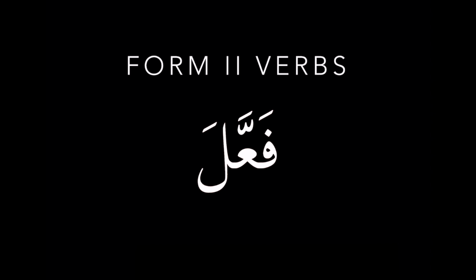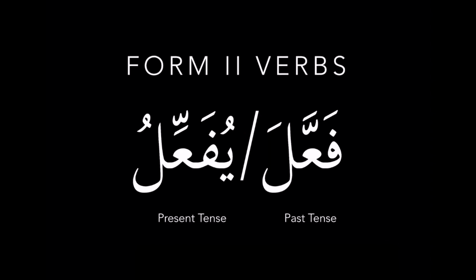They follow a very predictable and recognizable pattern where the middle radical is simply doubled. Fa'ala. Notice the difference. Form 1 is fa'ala, Form 2 is fa'ala, with a shadda over the middle radical. It's always a good habit to memorize the past and present tenses side by side. So in this case, it's fa'ala yufa'ilu. Fa'ala yufa'ilu.